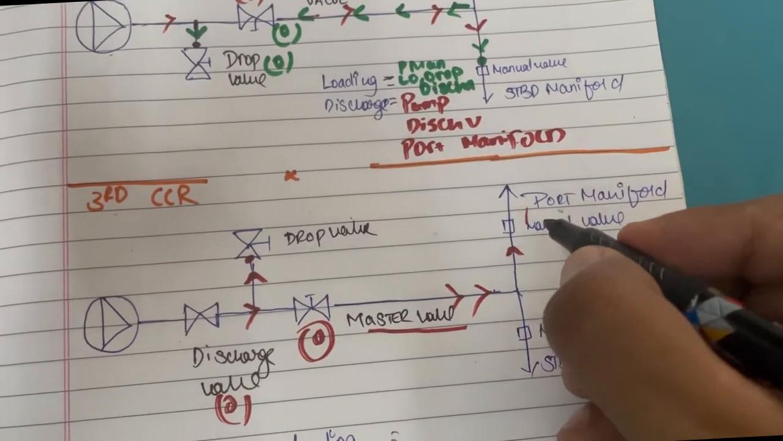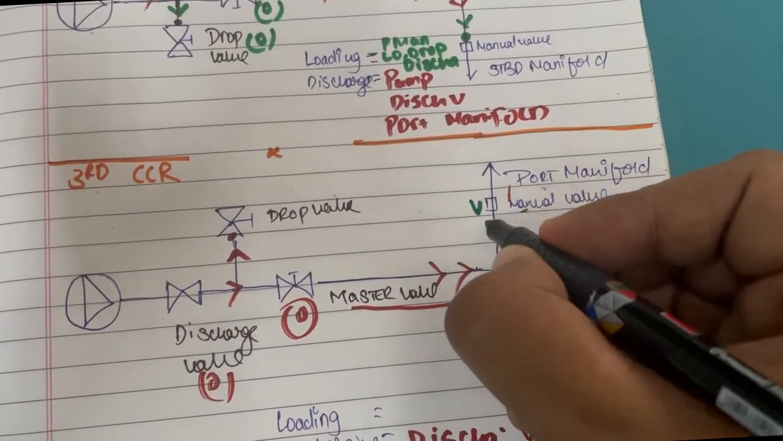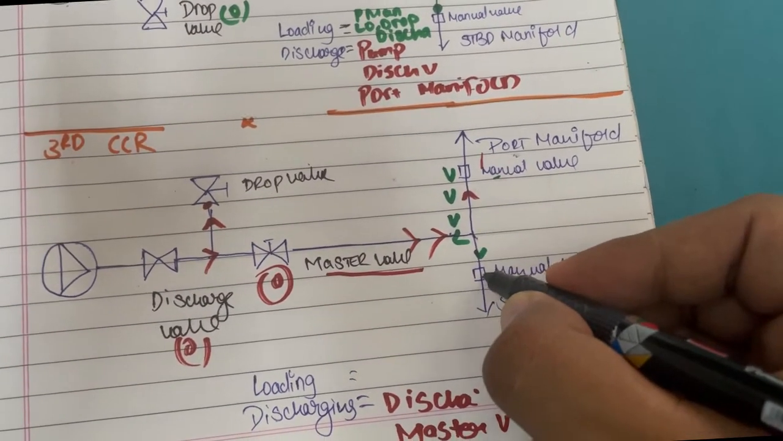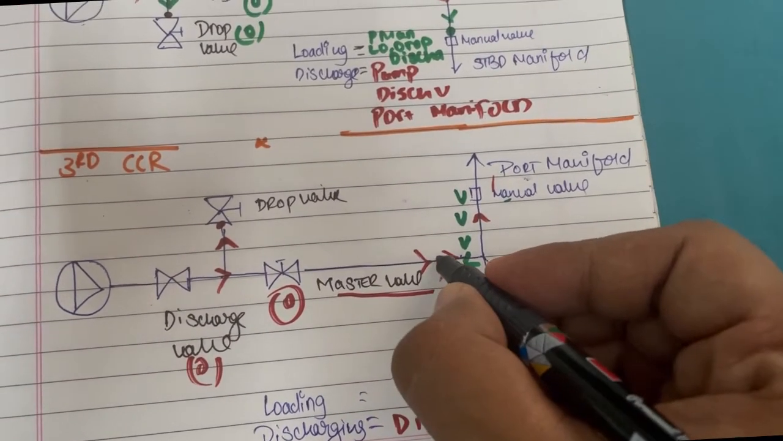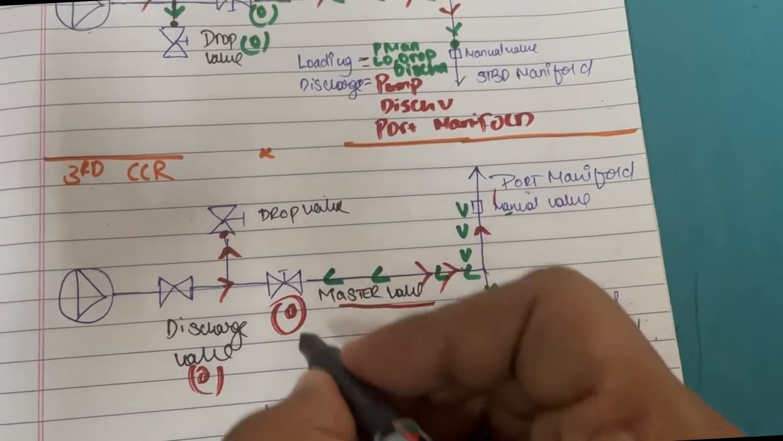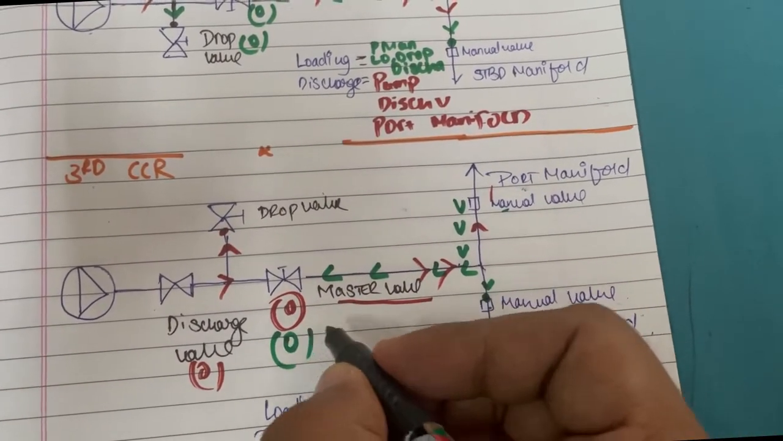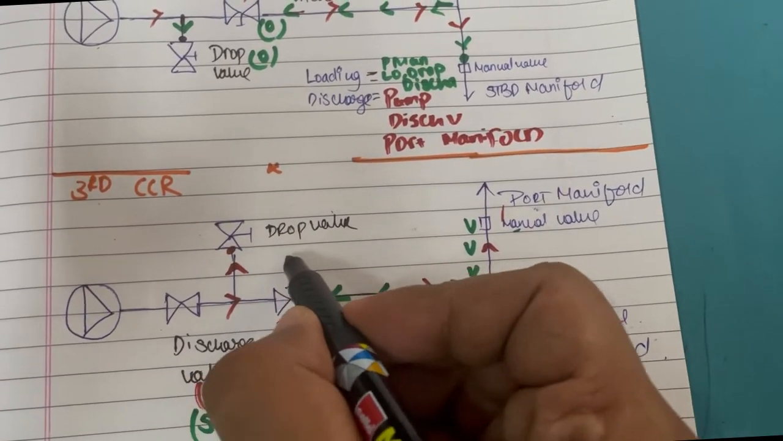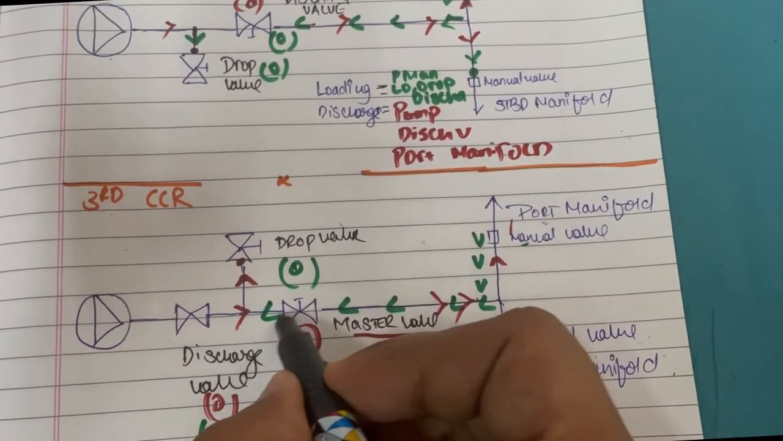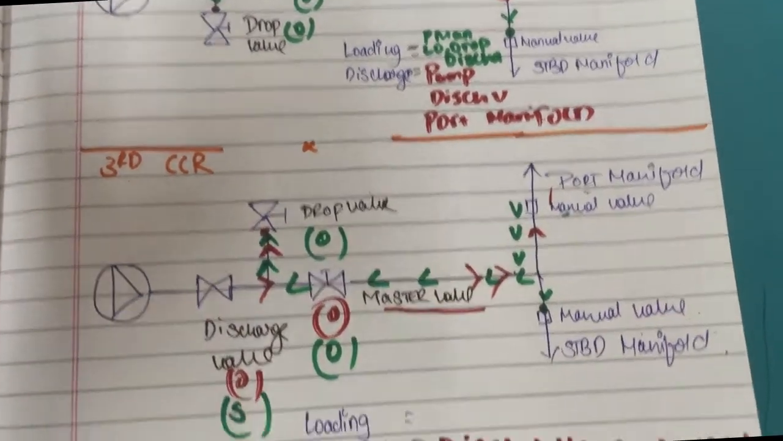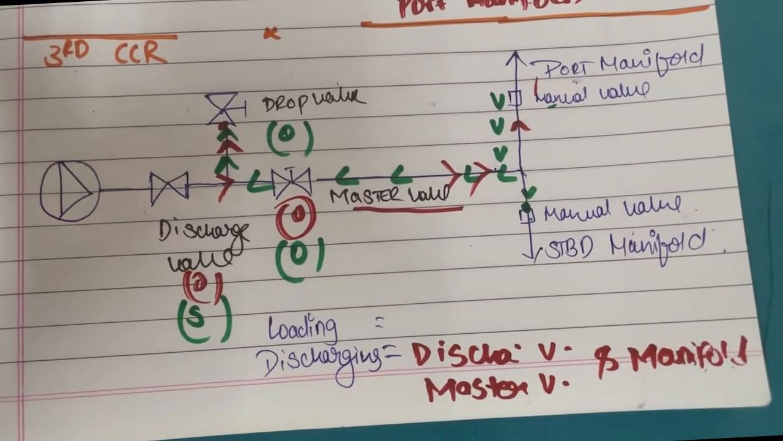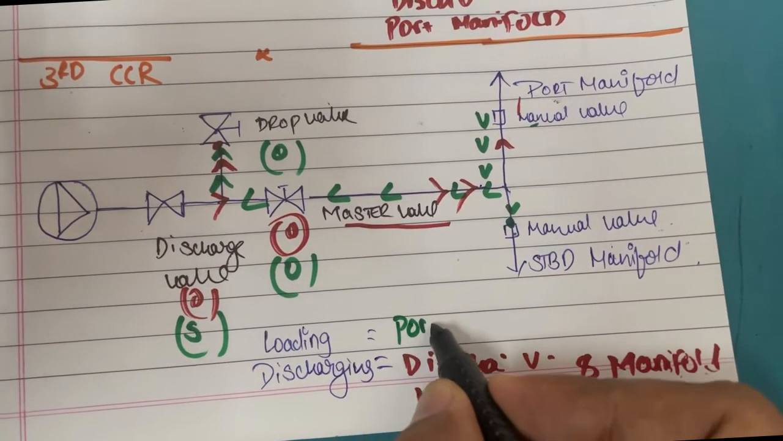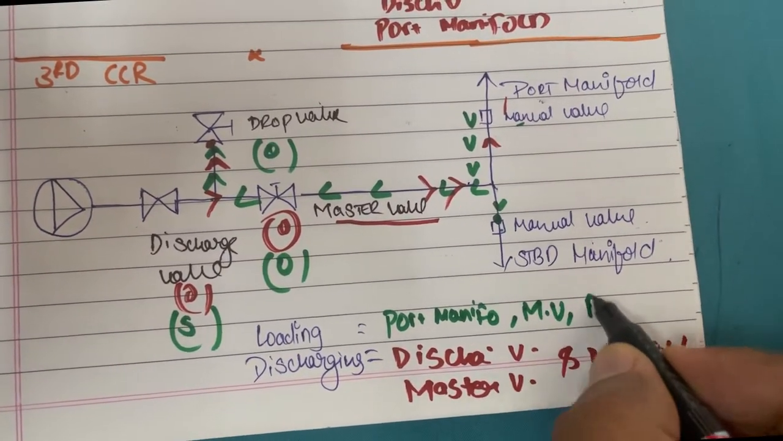Now for loading, we have to open the port side manifold valve. The cargo will come, and it will also come over here, but as this valve will be closed, it will stay over here. We have to open the master valve, keep the discharge valve shut and open the drop valve. So the cargo will come over here and we will load through the drop line. So that's about it. In loading, we have to open the port manifold, master valve and drop line.